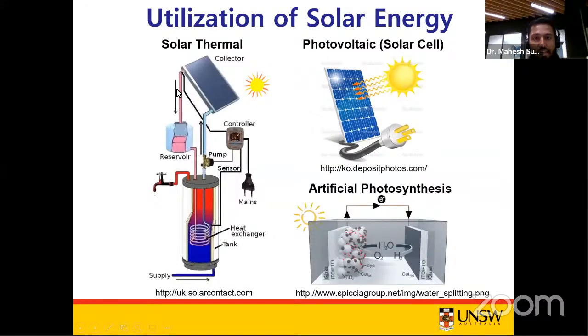Solar energy can be utilized directly or indirectly in a variety of ways, such as solar thermal, photovoltaics, that is solar cells, and artificial photosynthesis, as well as solar heating systems. Among these, photovoltaics, that is PV technology, employs solar cells or solar PV arrays, which we call solar panels, to convert the energy from the sun into electricity, which can be used to power equipment or to recharge batteries.